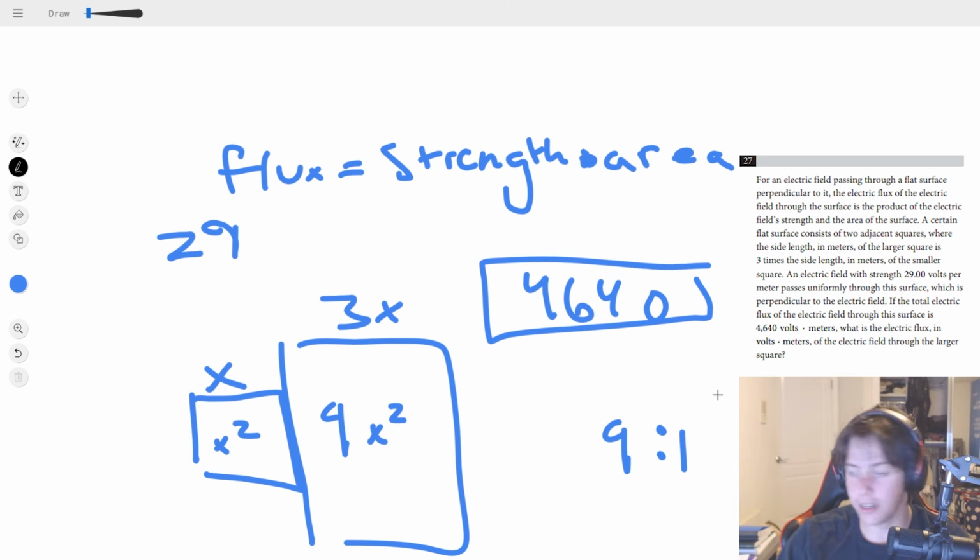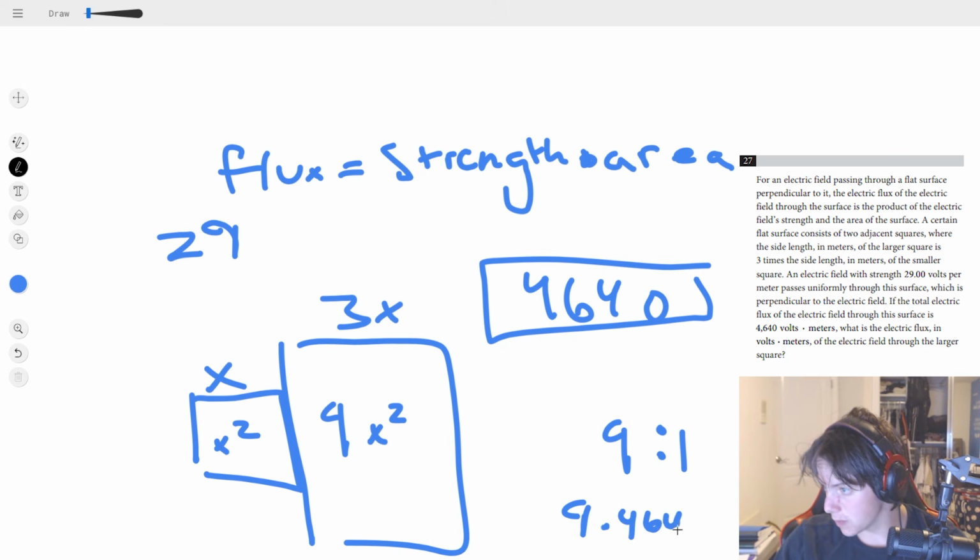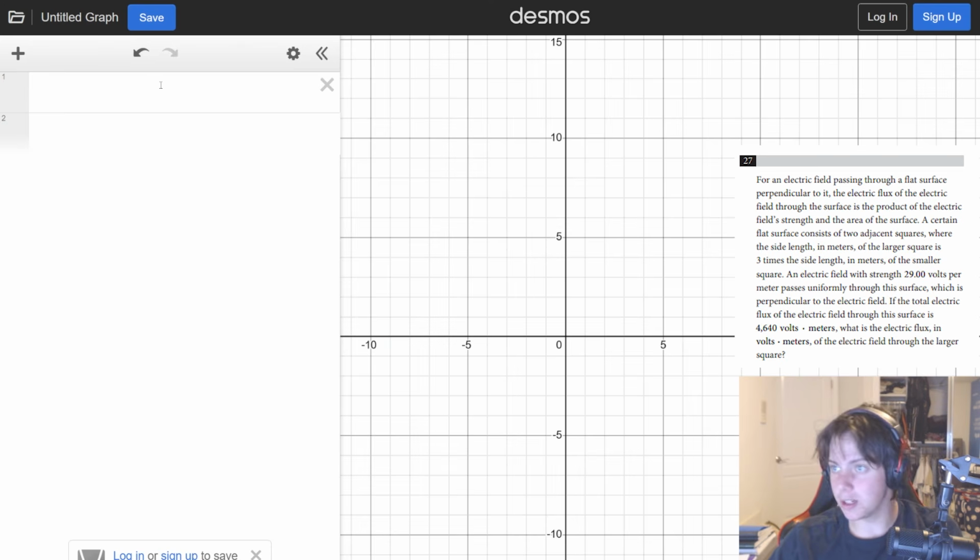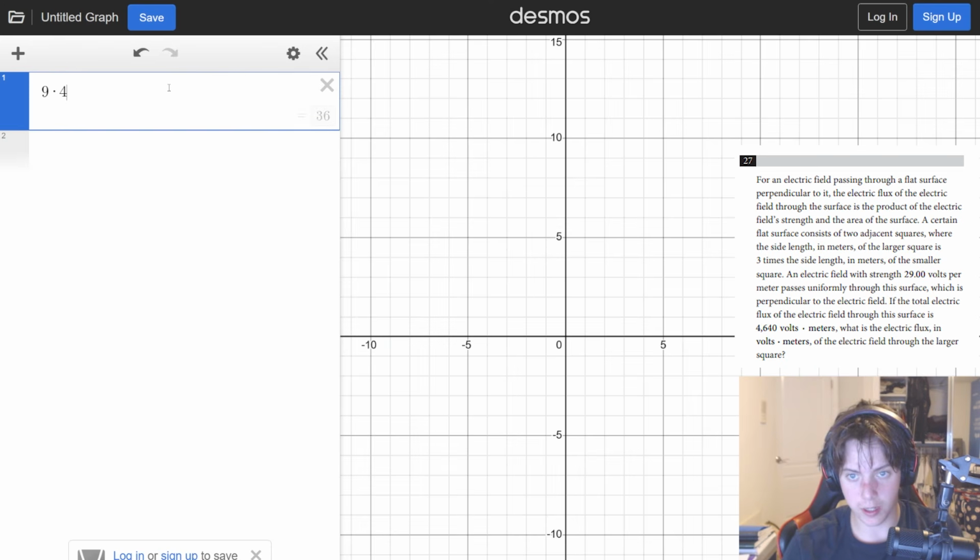And this is divisible by 10. So it's going to be 9 times 464 to 1 times 464, right? So the larger square would just be 9 times 464. And our answer is 4,176.